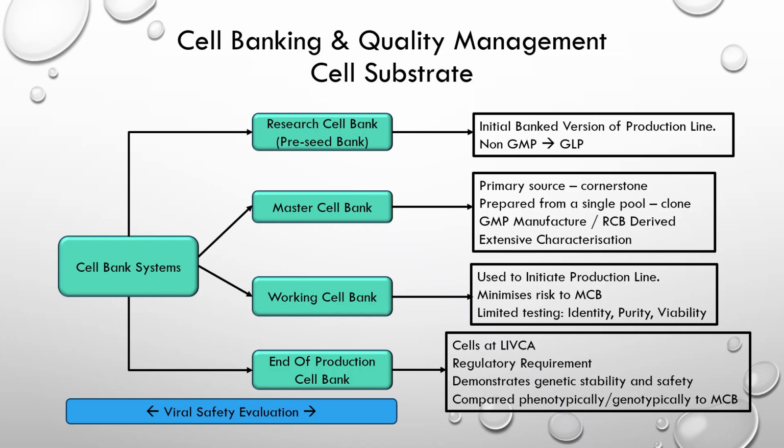So your end of production, or your limit of in vitro cell age, this is a regulatory requirement. It is banked. It is there to demonstrate genetic stability and the expression of your genes, so phenotypical characteristics of your product. So it's there to demonstrate genetic stability and safety, and it is a regulatory requirement. And again, your viral safety evaluation has to involve this banking system, and it's a critical part of that.